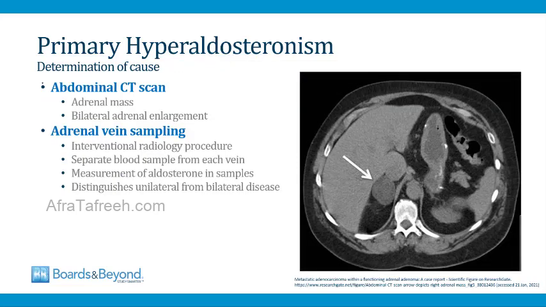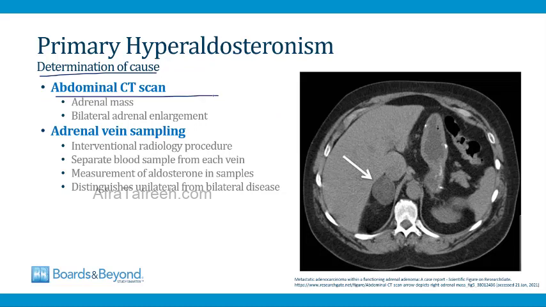Once you know that the patient has primary hyperaldosteronism, you need to determine the cause. The test that's usually done for this purpose is an abdominal CT scan. It can identify either an adrenal mass, which could be an adenoma, or bilateral adrenal enlargement if there may be idiopathic adrenal hyperplasia. There's also an interventional radiology procedure that's often done called adrenal vein sampling.